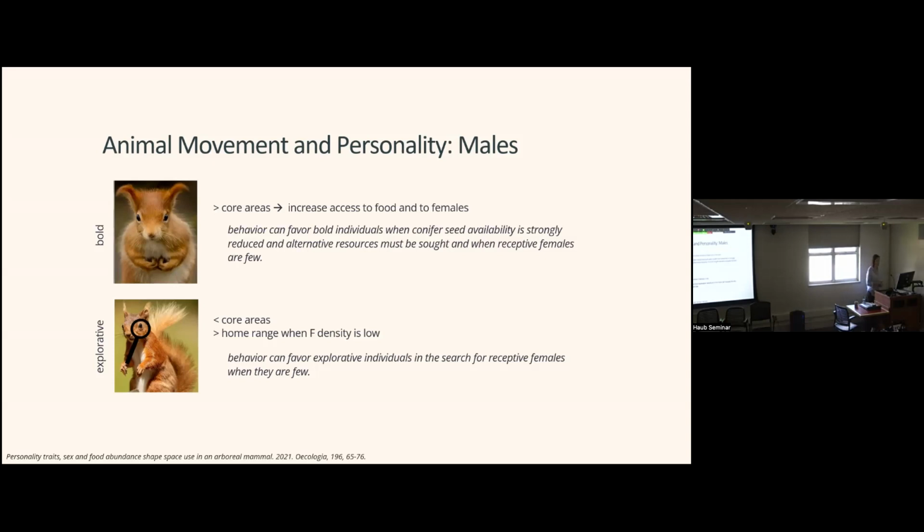And then explorative males had smaller core areas. If you are all around the forest, you can't be very territorial and defend a big space. So smaller core areas and big home ranges, specifically when the female density was low. That means that explorative individuals are actually favored when they are looking for receptive females that are few in numbers.